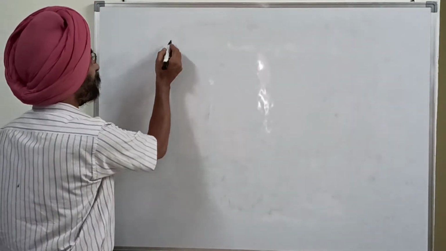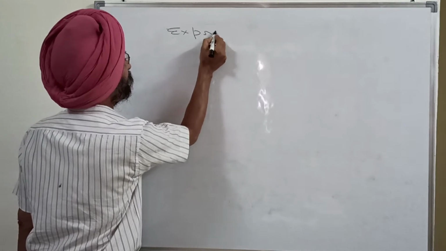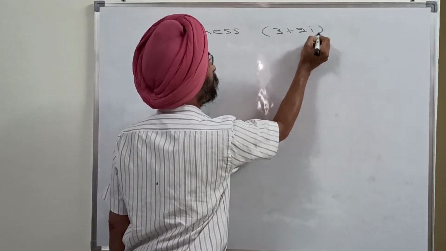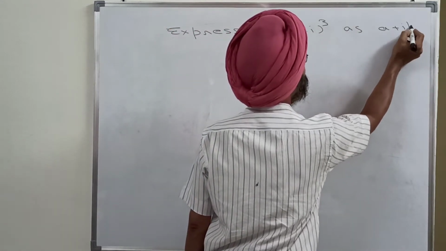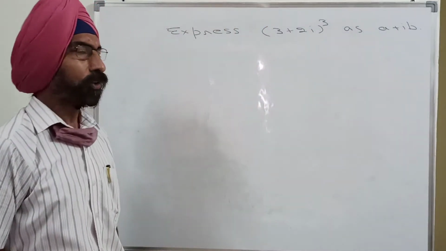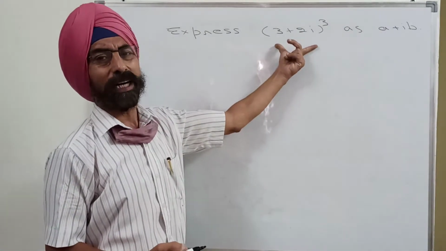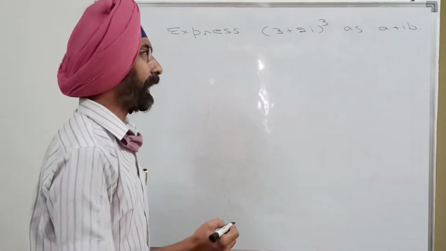So first question is, express (3 + 2i)^3 as a + ib. So what you have to do, you actually have to find the real and imaginary parts of this number. So how to do that?